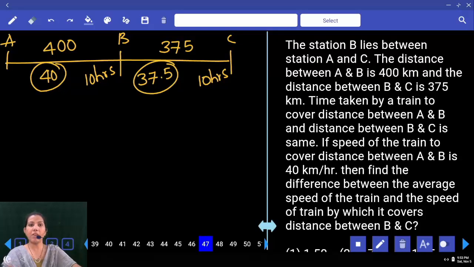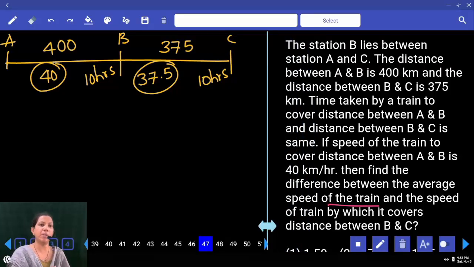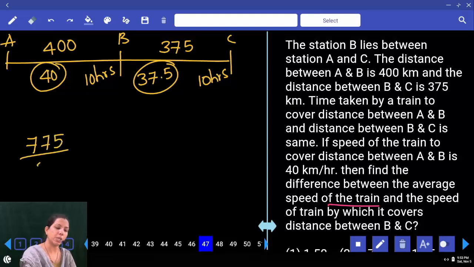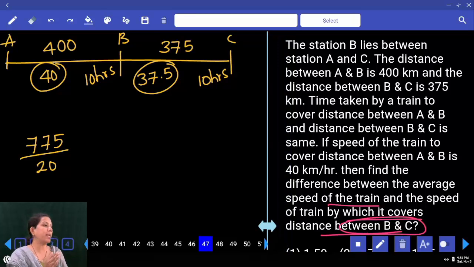Now look at the question. Then find the difference between average speed of the train. Average speed of the train, what is average speed formula? Total distance by total time. What is total distance? 775. What is total time? 20 hours. So total average speed is 775 by 20. And next, let me read once again. Average speed of the train next, and the speed of the train by which it covers distance between B and C. What is B and C speed value? 37.5. 775 by 20.